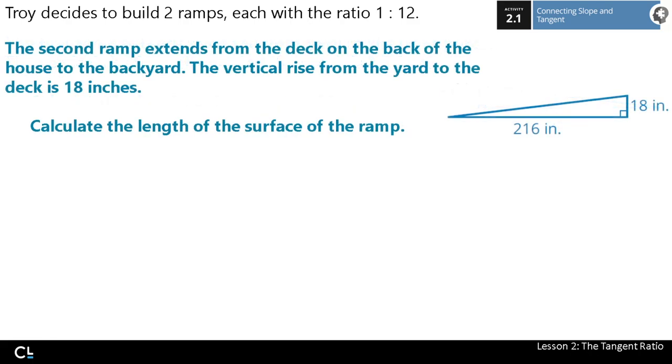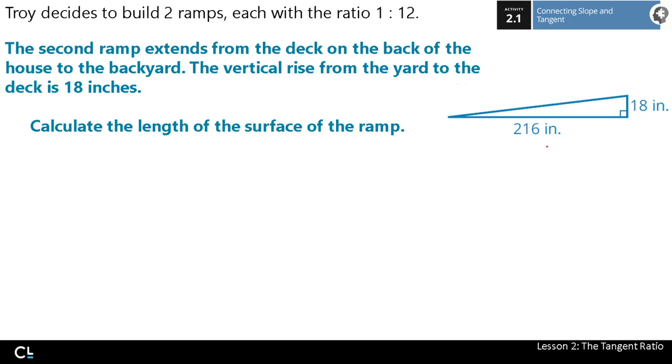Next up. The second ramp extends from the deck to the back of the house, or to the backyard, sorry. From the deck on the back of the house to the backyard. I was like, I thought I read something right. The vertical rise from the yard to the deck is 18 inches, right? So if it's 18 inches, we get that 1 to 12 ratio. That means our run has to be 216 inches. It then says calculate the length of the surface of the ramp.